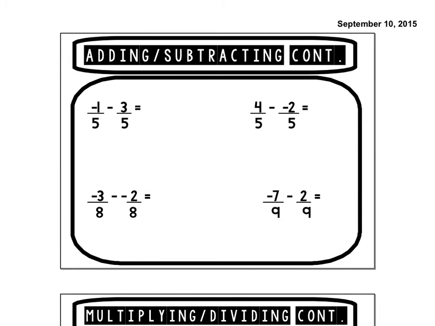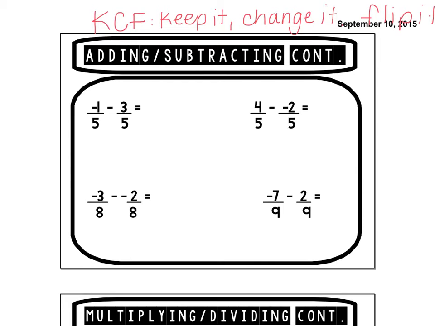With subtracting integers, the thing that we have to keep in mind is KCF. So keep it, change it, flip it. And a lot of students forget to do that part, so I always just advise them to do it right away. So the first one, keep it, change it, flip it. Then the same for each of the remaining problems.